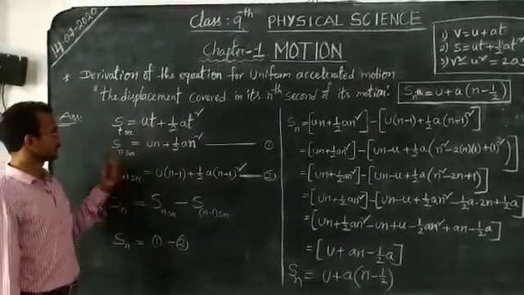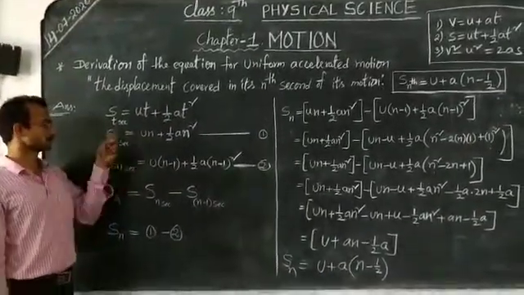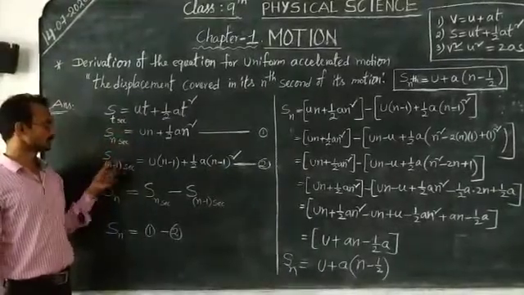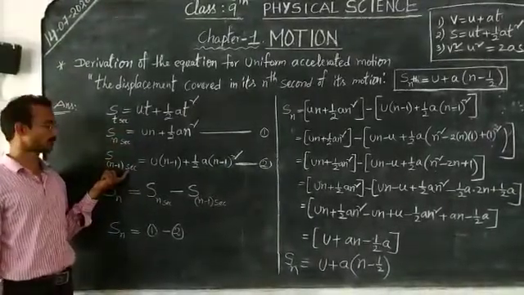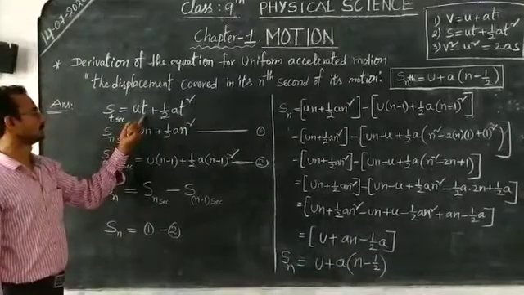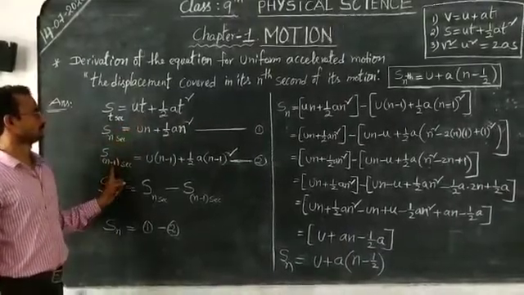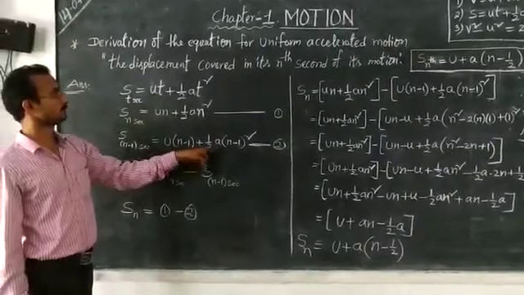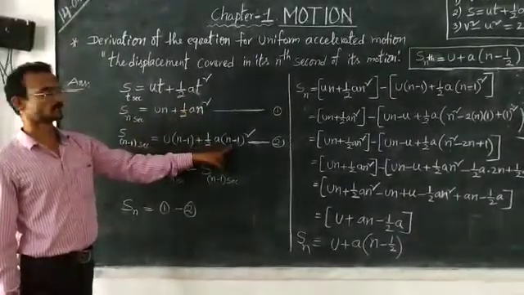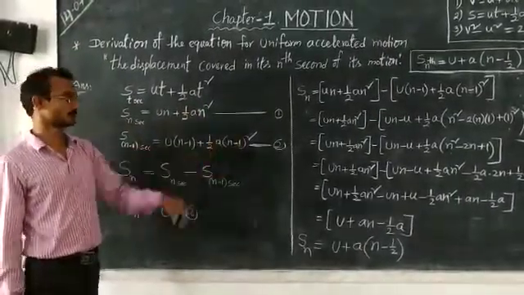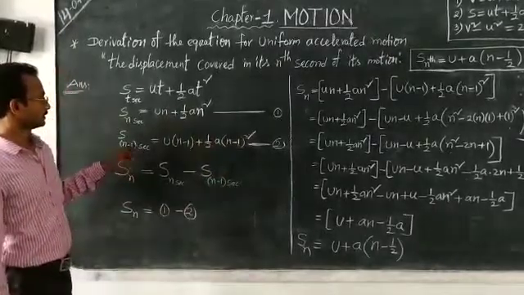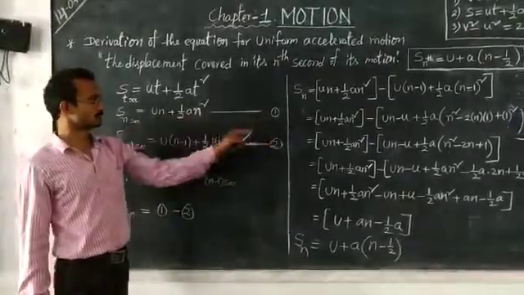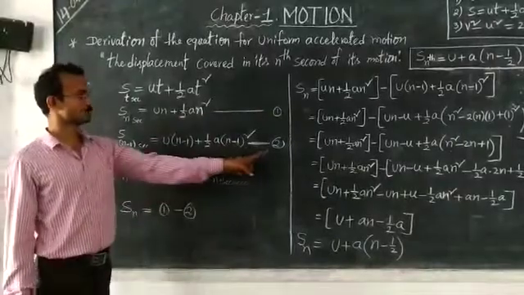Similarly, we can write for n minus 1 seconds. Instead of t, we get n minus 1 here. So, S(n minus 1) is equal to u into (n minus 1) plus half a into (n minus 1) whole square. This is equation 1 and this is equation 2.